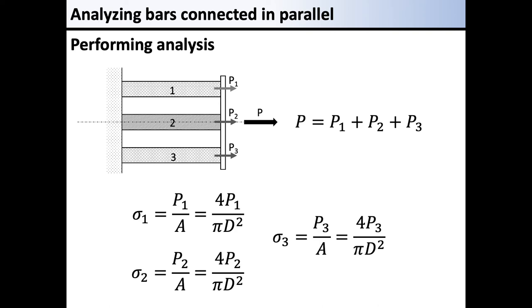Then, we are considering the stresses in the three bars. The stress is the load divided by the cross-section area. The cross-section area of all these bars is pi d squared divided by 4. Thus, by substituting the cross-section area, we define sigma 1, sigma 2, and sigma 3 as the following equations.